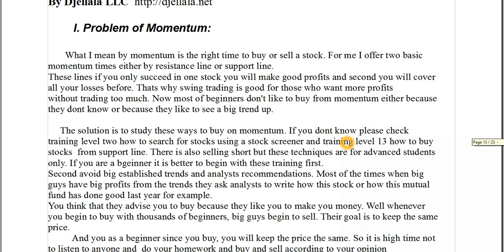The solution is to study these ways to buy on momentum. If you don't know, please check the training that I have said, training level 2 and training level 13.